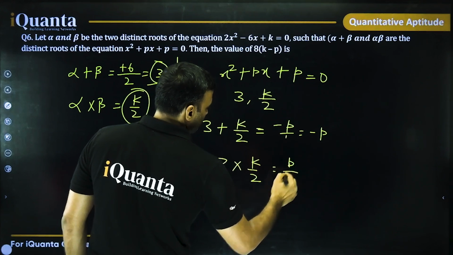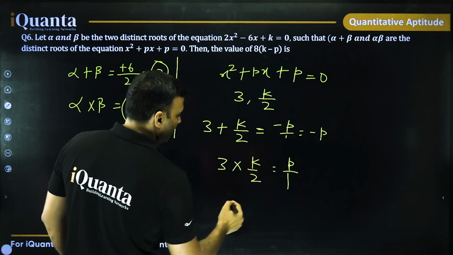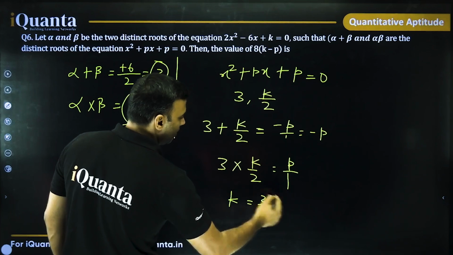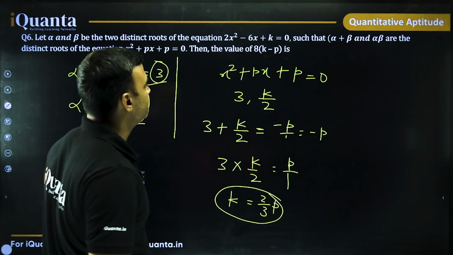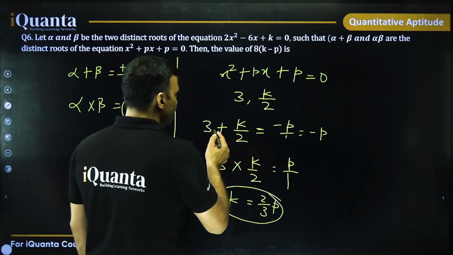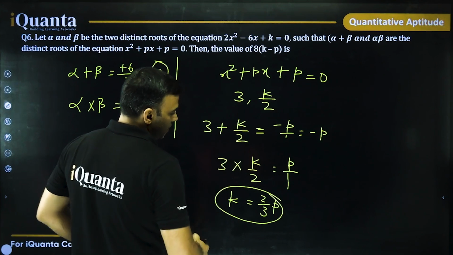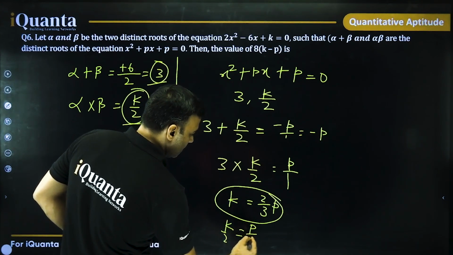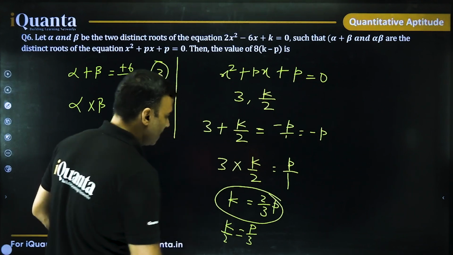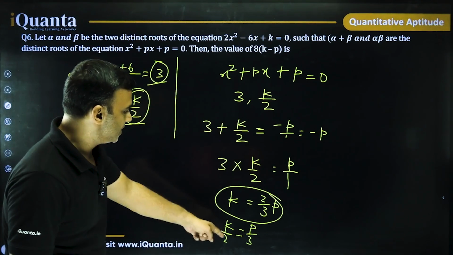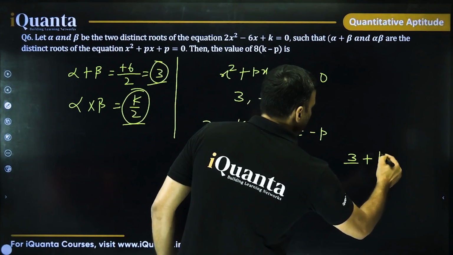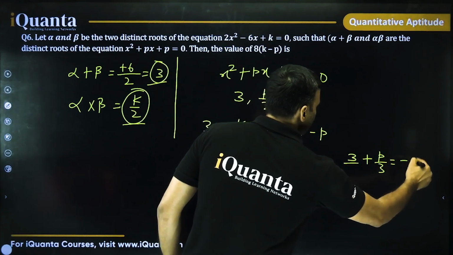Wow. So what do we see? We see that k is equal to 2 by 3p, or p is equal to 3 by 2k. That is from here. And from this one, 3 plus k by 2, k by 2 is equal to p by 3. Right, so I think we can get the values of p and k both. So 3 plus k by 2, that is 3 plus p by 3, is equal to minus p.